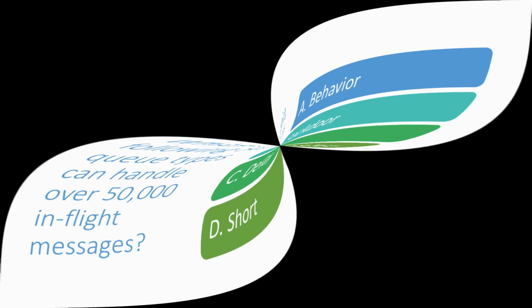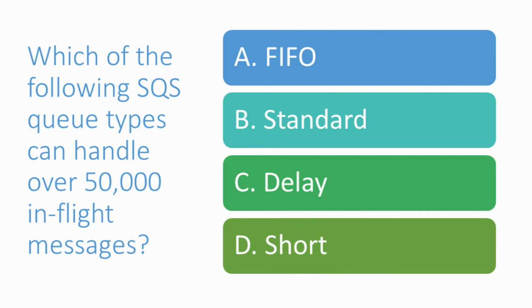Let's talk about next questions. Which of the following SQS types can handle over 50,000 in-flight messages? Options we have: A. FIFO. B. Standard. C. Delay. D. Short. Correct answer for this question is option B, Standard.